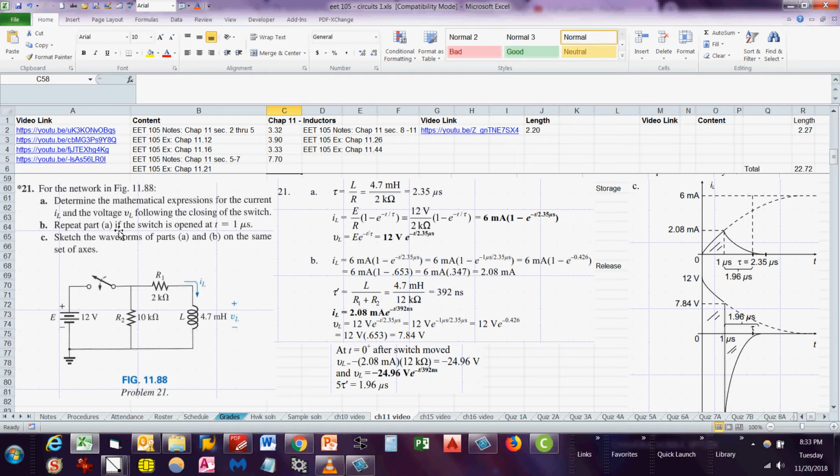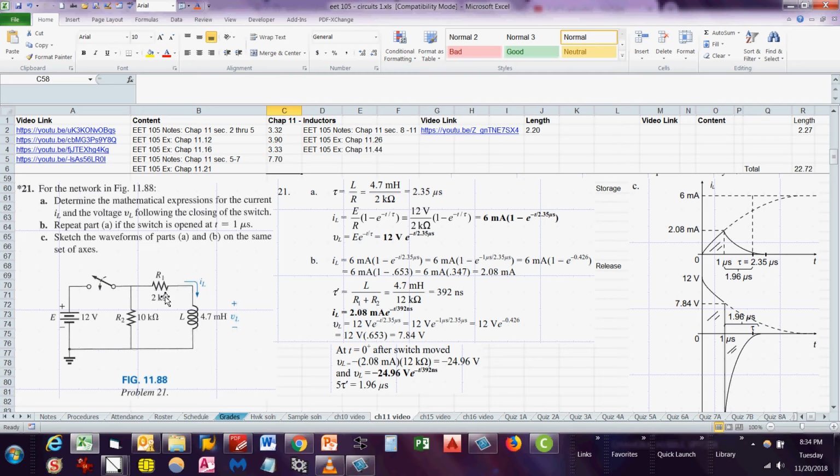Part B says repeat part A if the switch is open at t equals 1 microsecond. Well, we found tau to be 2.35 microseconds. So they want us to close the switch and then open it up right away before this reaches its 5 time constants. So what you have to do is calculate the final current of the storage phase, putting in that 1 microsecond when you open the switch back up.